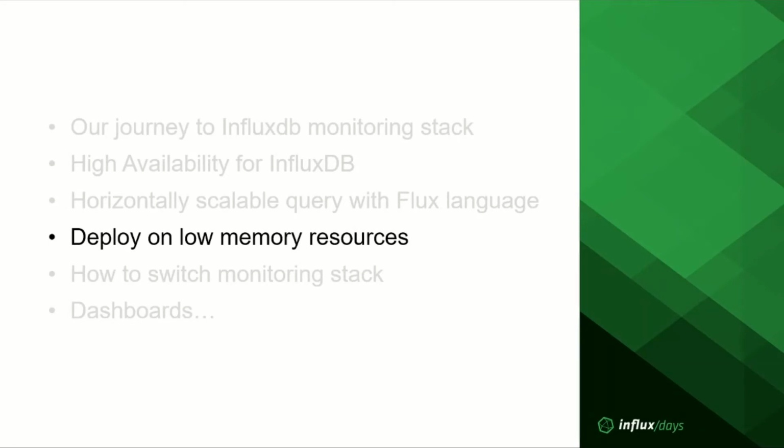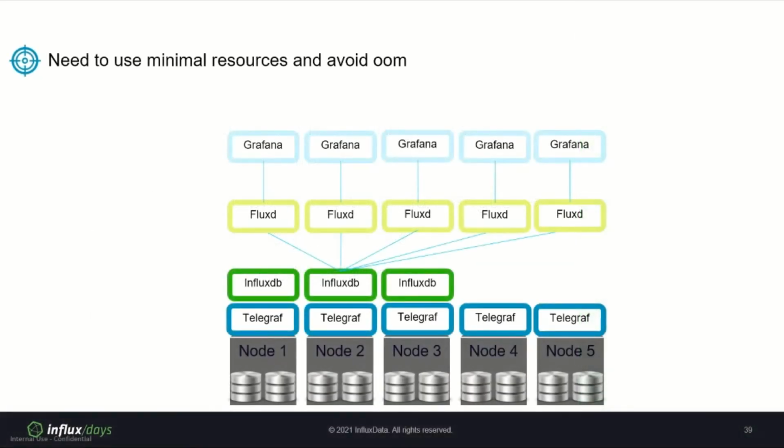Next, I will cover details on how we ensure that InfluxDB and other components in its stack fit into our lower resource consumption limits. To avoid out-of-memory errors and Docker container failures, our monitoring stack should consume predictable resources and fit into 3 GB of memory per node. Main components of our monitoring stack are Telegraf, InfluxDB, FluxD, and Grafana.